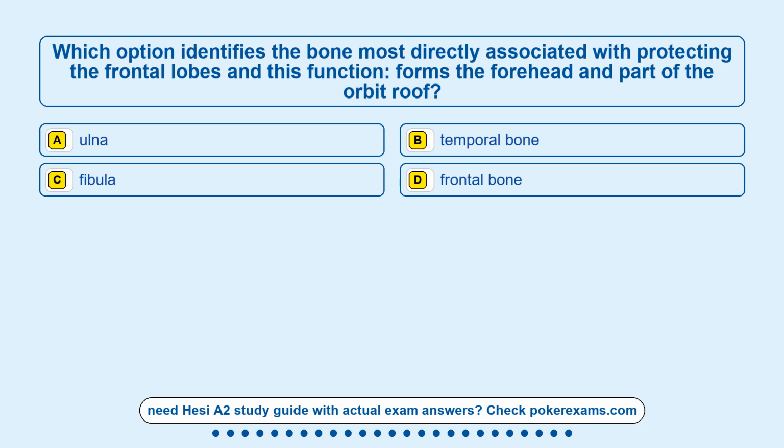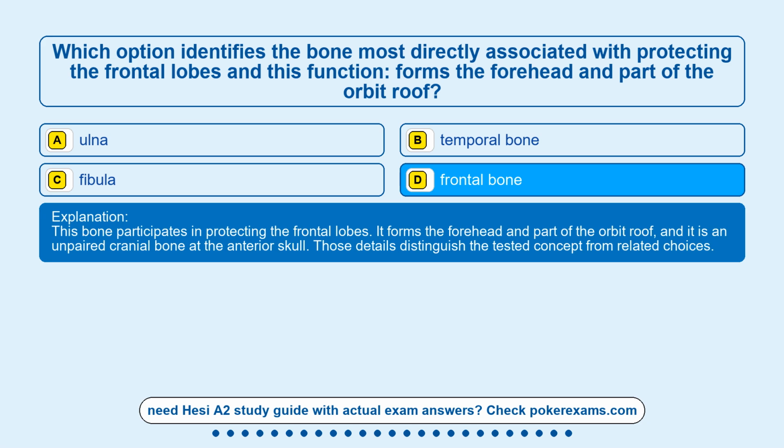Question 13. Which option identifies the bone most directly associated with protecting the frontal lobes and this function, forms the forehead and part of the orbit roof? Option A, ulna. Option B, temporal bone. Option C, fibula. Option D, frontal bone. The correct answer is option D, frontal bone.